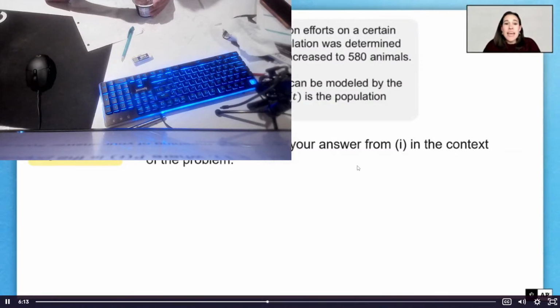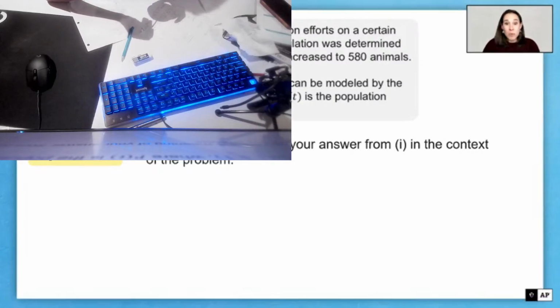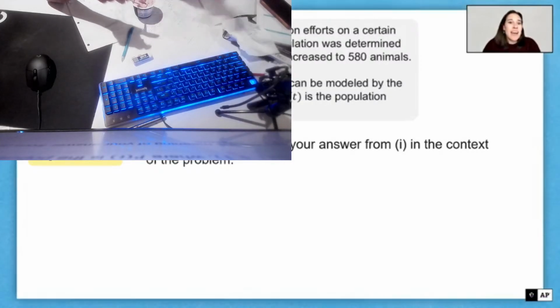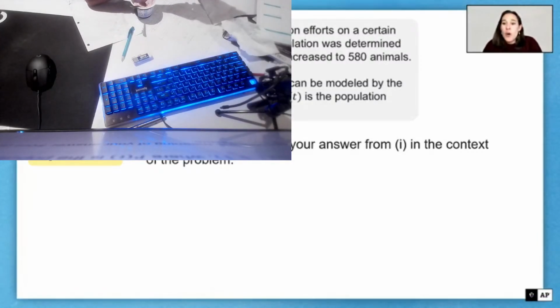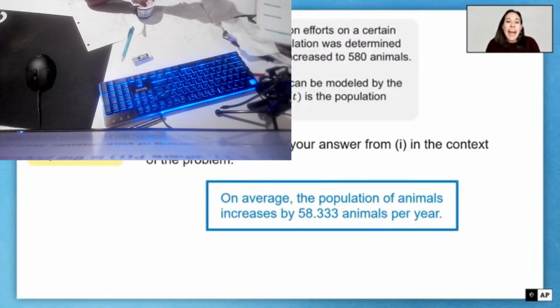Change in the input. And the output values are animals, and the input value is time in years. So what I have here is that on average, the population of animals increases by 58.333 animals per year. So every time on average that my t-value increases by 1, I'm increasing by 58.333 animals. So that's going to lead us right into our next question.